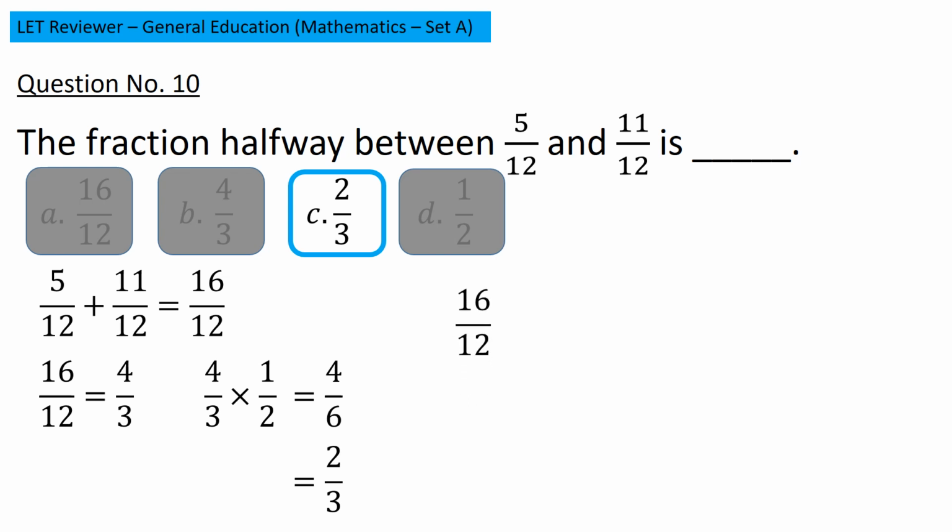Meron din tayong alternative solution. Pwede rin yung 16 over 12, yun ang i-multiply natin sa 1 half. So hindi muna natin sinimplify siya into 4 over 3. You will have 16 over 24. So 16 over 24, yung GCF ng 16 and 24 ay 8. So divide both numerator and denominator by 8. You will also get 2 over 3. So that is our answer, letter C, 2 over 3.